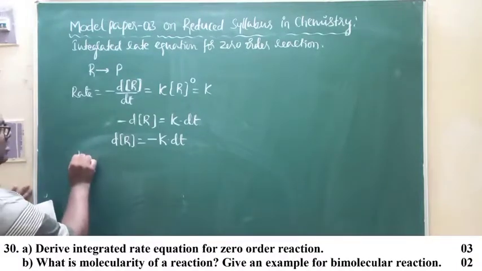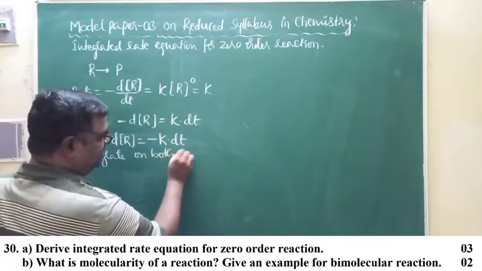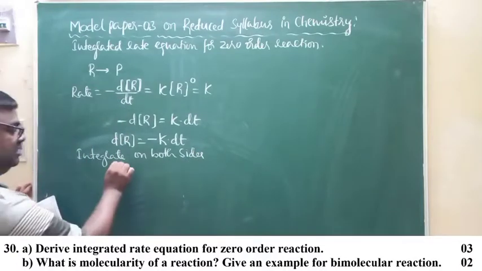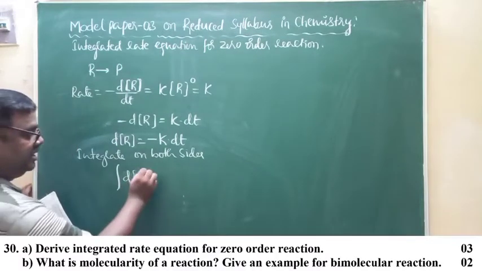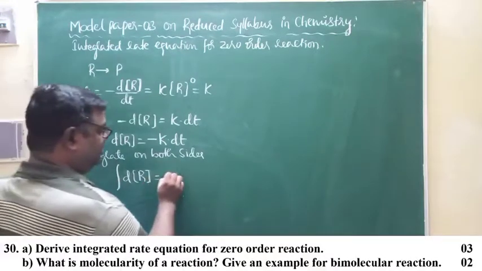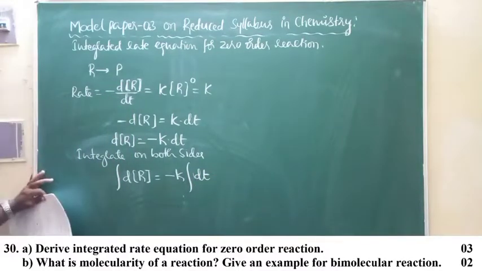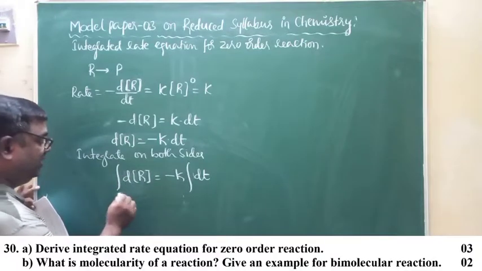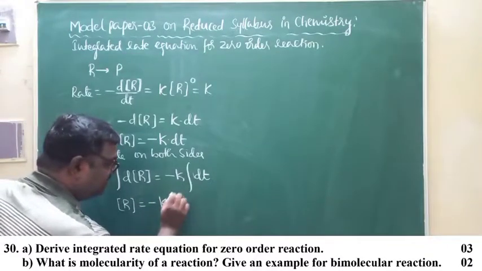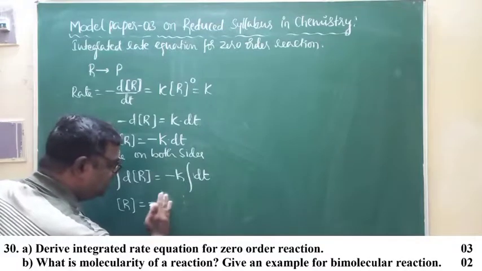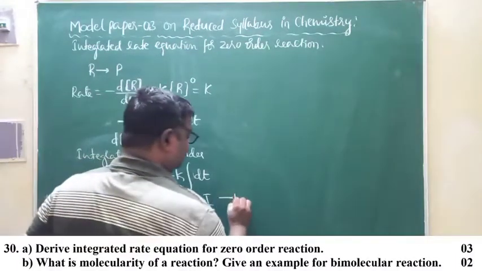Since it is a differential equation, it can be solved by integration. Integrate on both sides. Integration of 1 with respect to [R] is equal to minus k, a constant, times integration of 1 with respect to t. Integration of 1 with respect to [R] is the molar concentration [R], that is minus k into... Integration of 1 with respect to t is k into t, and of course plus the integration constant I. Call this equation 1.